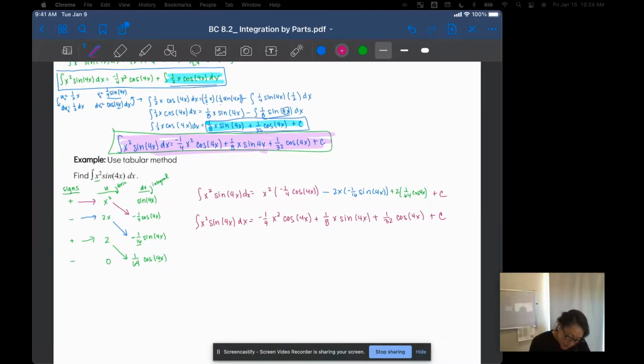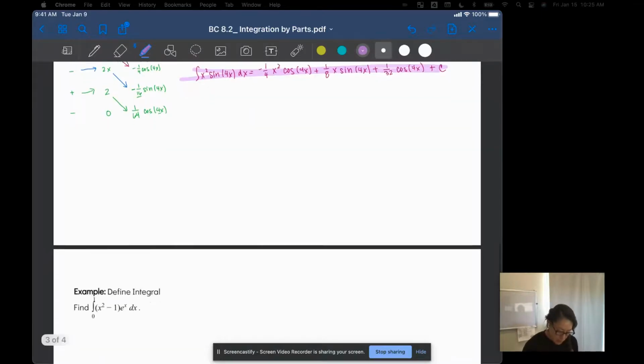And I'm going to look, do these two purple equations match each other? They do. And so it doesn't matter if you use integration by parts twice or if you use the tabular method to apply integration by parts, you're going to get the same thing. I personally like the tabular method because it's really fast and it's a lot easier for me to organize and it's a lot less writing. Okay, so let's use another one.